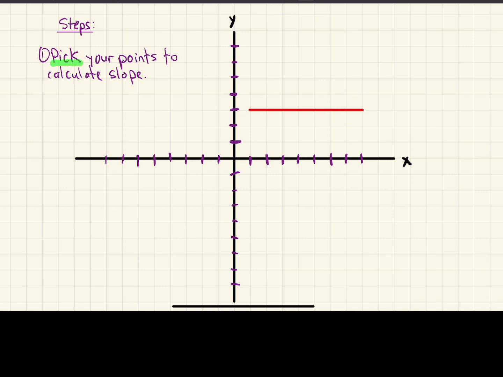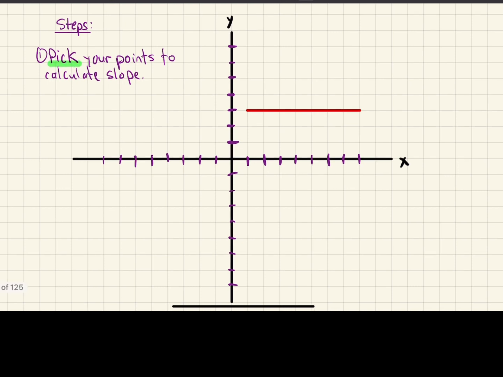So the first part of this strategy is going to be to pick your points to calculate the slope. And you can pick your points on any part of this line. I'll pick the beginning and end points. And then we're going to calculate the slope with these points. Now what I'm doing here is I'm labeling them points 1 and 2. We read the graph from left to right.